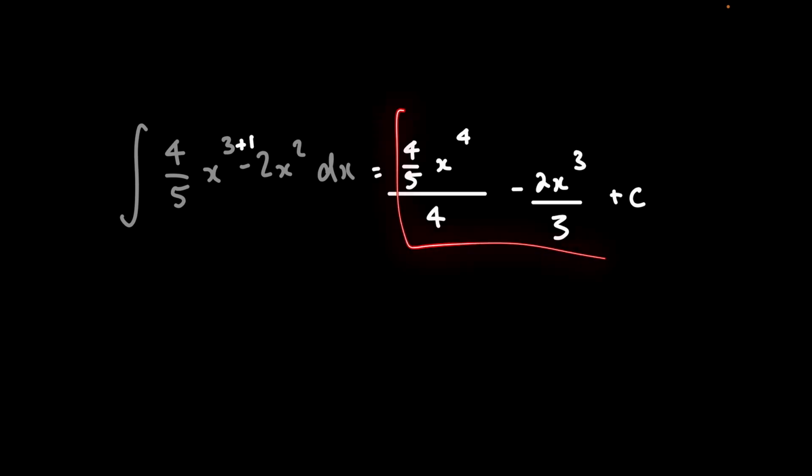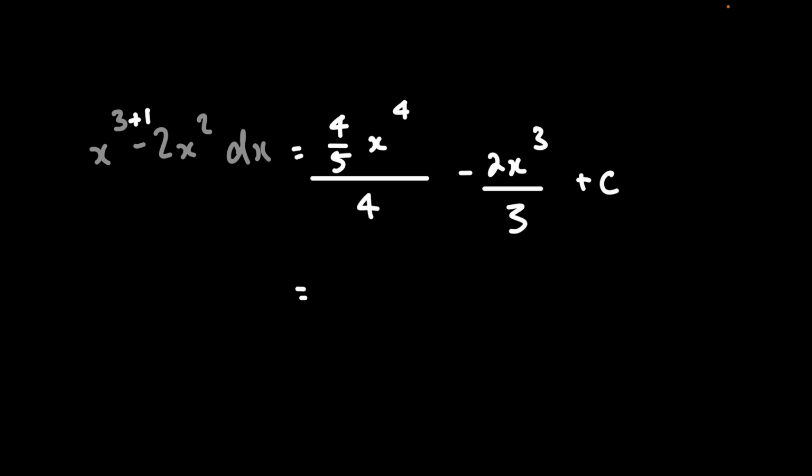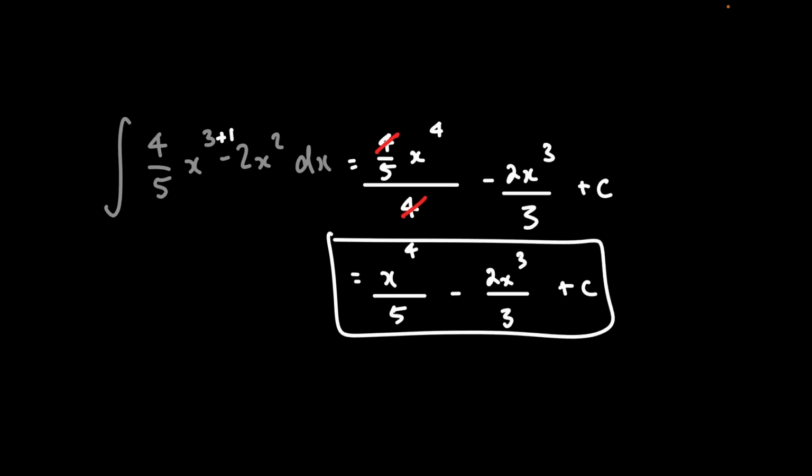Now that we have this, we can just simplify the right-hand side of our equation, and what we get is 4 over 5 x to the power of 4 divided by 4. We can see that the 4 and the 4 can cancel. So then what we have is x to the power of 4 divided by 5, minus 2x cubed divided by 3, plus c. And that is our integral for this question here.